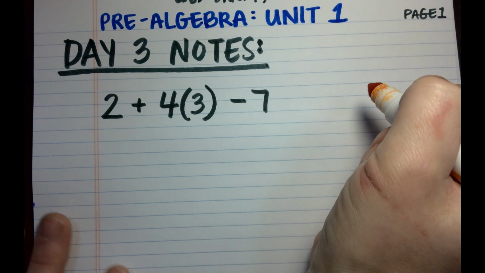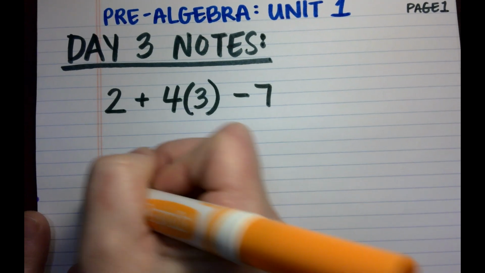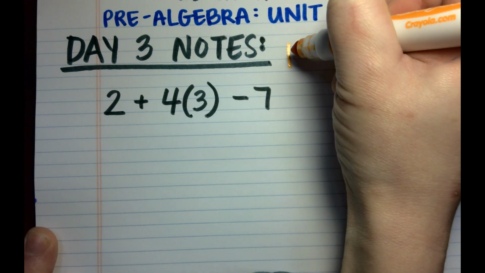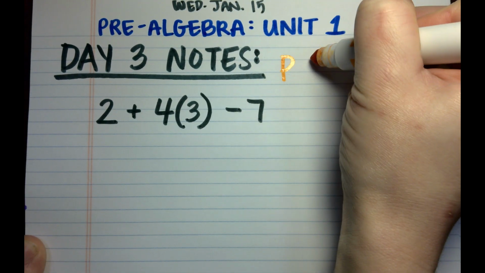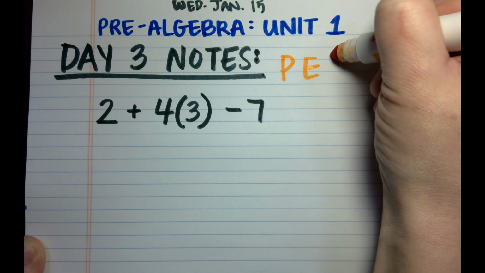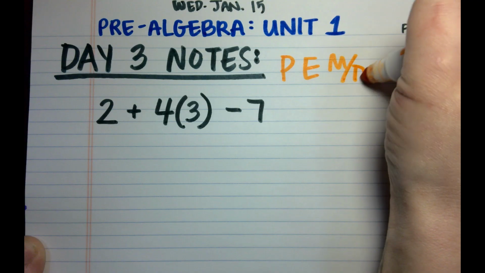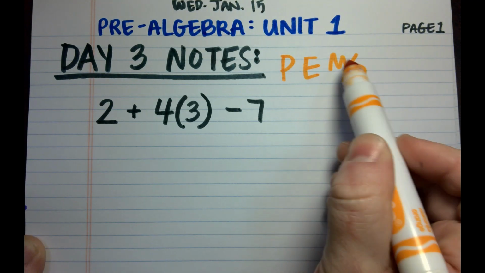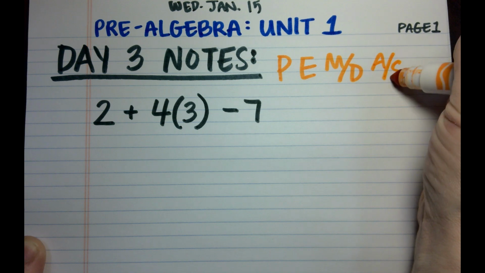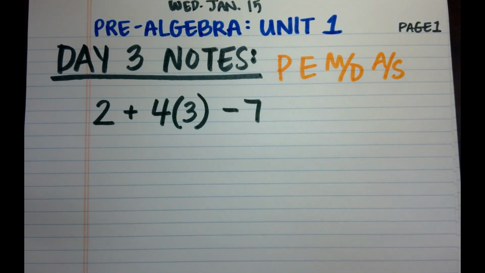So, I'm going to have you write on your paper. I'm going to do it over here. P, E, and then I'm going to write MD like this because these are grouped together. MD, AS. And I'm going to tell you what these mean.